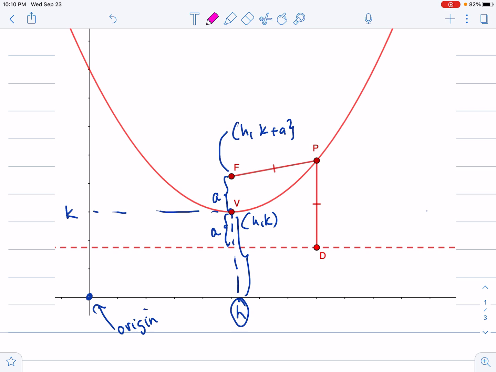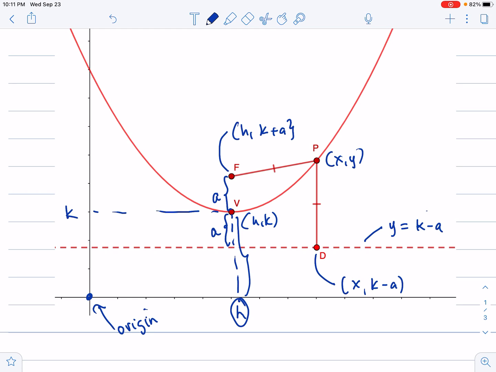Question, ano ngayon ang equation ng directrix natin? Kung k plus a yung y-coordinate ng focus, ang y-coordinate ng directrix natin ay k minus a, di ba? Kasi same distance siya eh. So, pag nag-plus a ka dito, pag pababa naman, magma-minus a ka, di ba? Which means that the equation of this is y equals k minus a. Which means that the coordinates of D ay, if this is (x, y), is (x, k minus a). Yun yung kanyang y-coordinate.